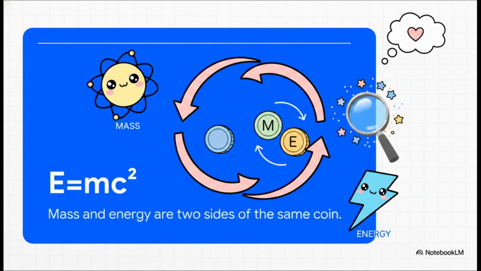Mass and energy? They're simply two sides of the exact same coin. Literally. This means mass can be converted into energy, and energy can be converted right back into mass. It's a brilliant concept that completely shattered the old, stubborn scientific belief that mass and energy were just two entirely separate entities playing by totally different rules.